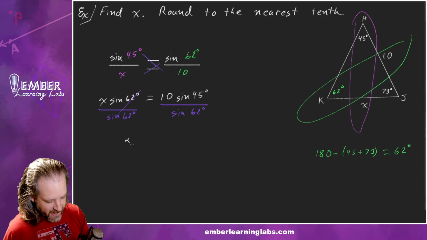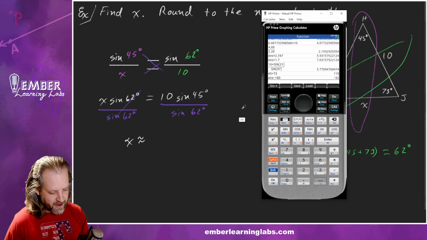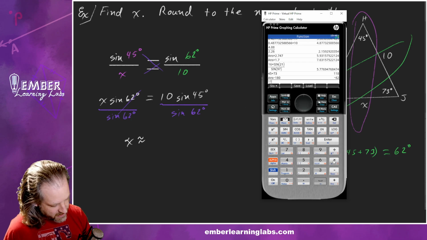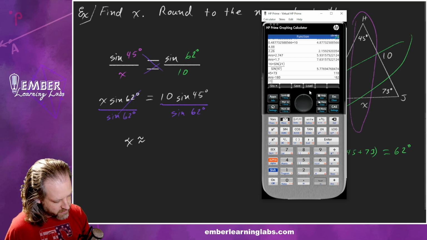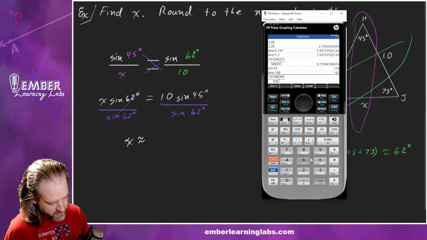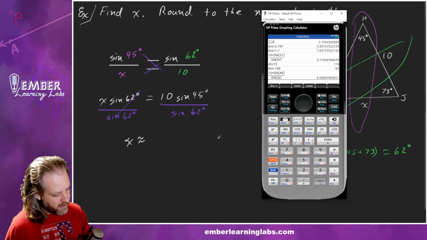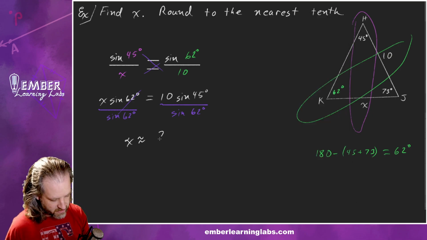All right, so x is approximately equal to, we're going to put this in our calculator, 10 times the sine, I did it again. I did that on another video just a little while ago. Not 11, but 10 times the sine of 45 divided by the sine of 62 equals 8.0 units.